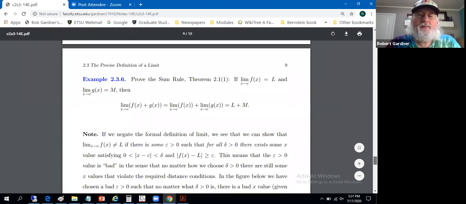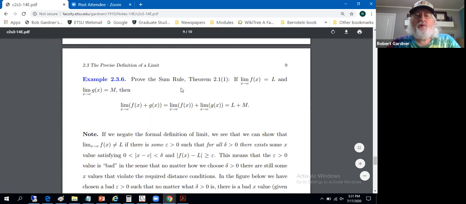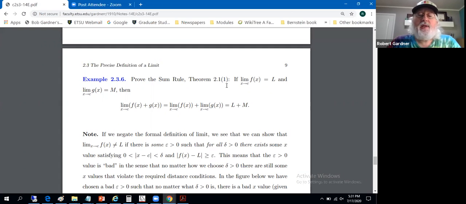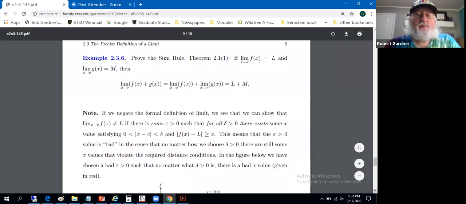Let's prove, okay, we've been using them, but we didn't have the background to prove theorem 2.1. The limit of the sum is the sum of the limits. Let's go back and prove that using epsilons and deltas. All right, this one might baffle you a little bit. It won't be as bad as that previous one though.